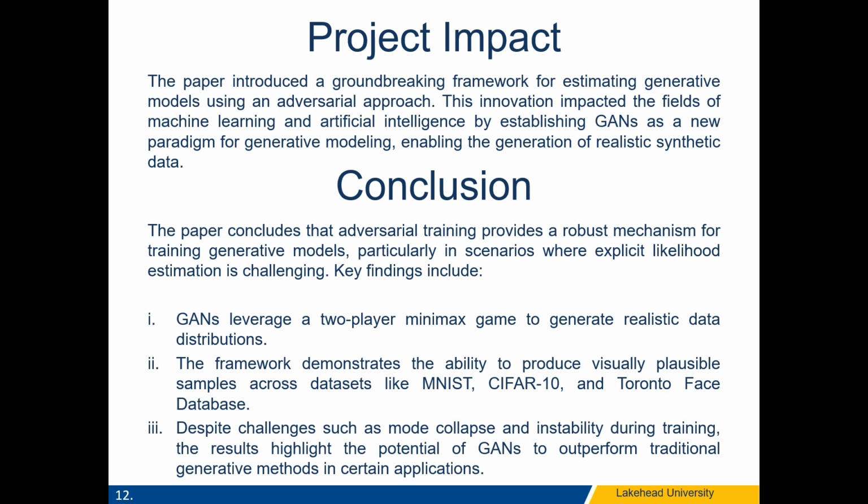And for the conclusion, we are providing a good mechanism for training generative models. The paper's key findings: it leverages a two-player min-max game to generate realistic data. It's able to generate visual data across different data sets. And despite challenges such as mode collapse, this paper was still able to outperform its peers at the time. So that's the conclusion for the paper.